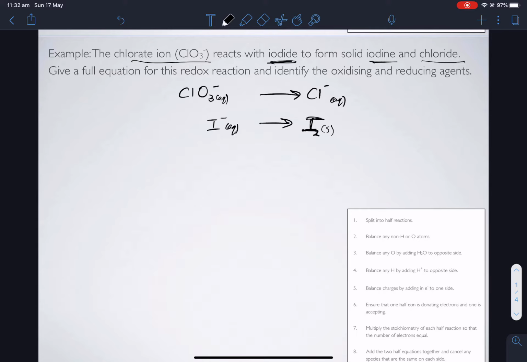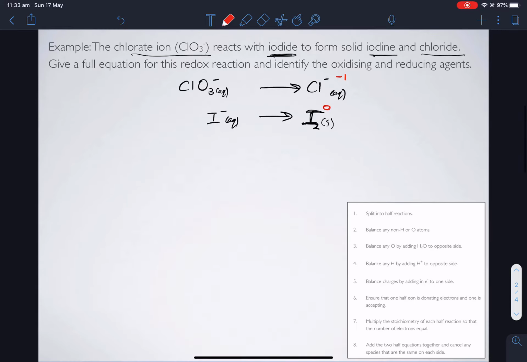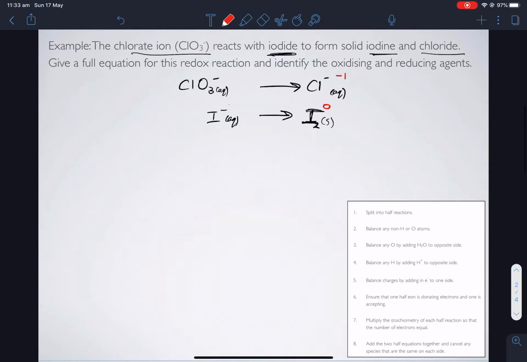Okay, what's being oxidized, what's being reduced? Let's assign oxidation numbers here. This one's nice and easy, -1. This one's nice and easy, 0. This iodide is nice and easy too. It's a monatomic, so -1.